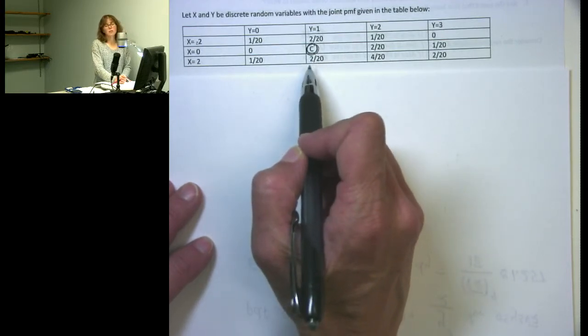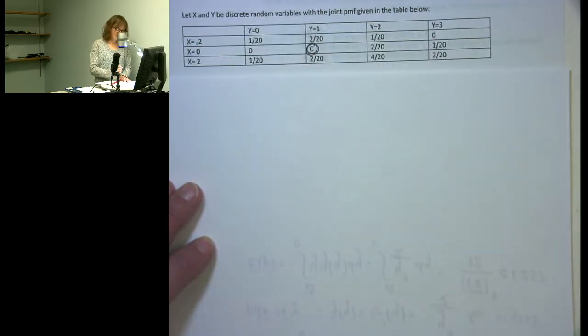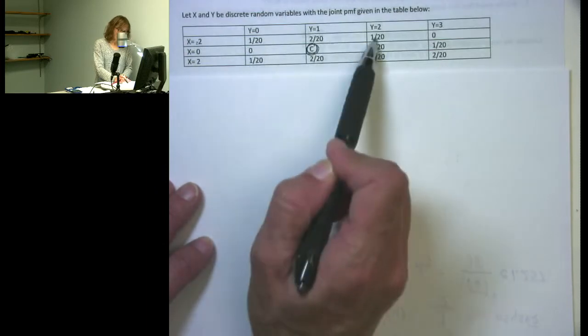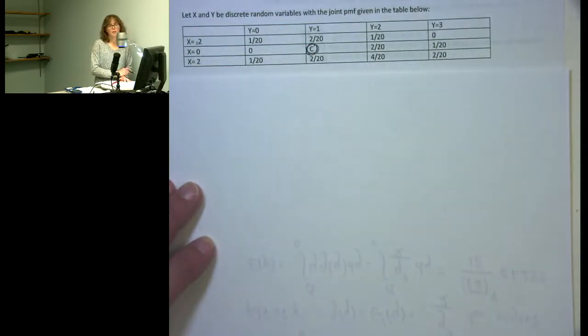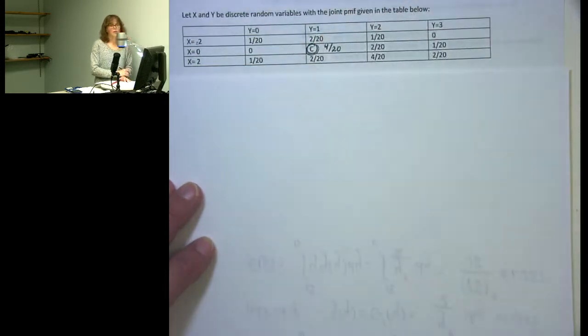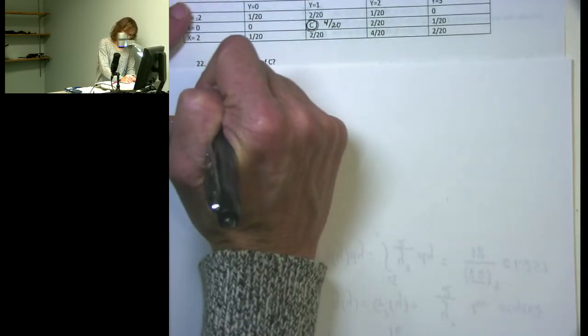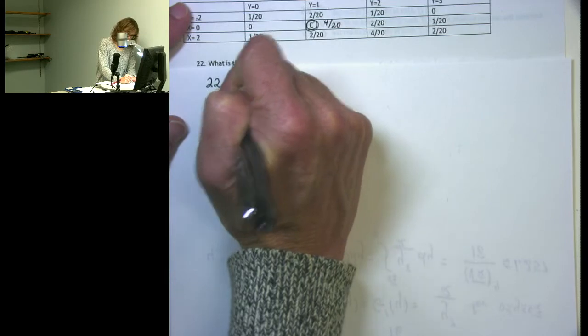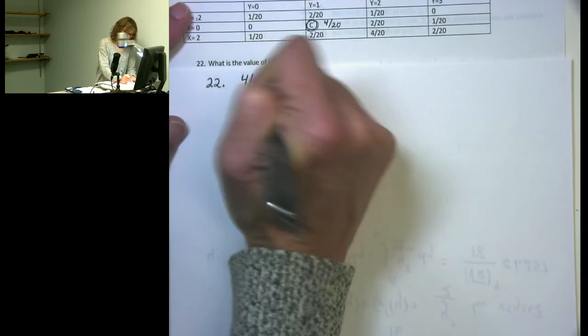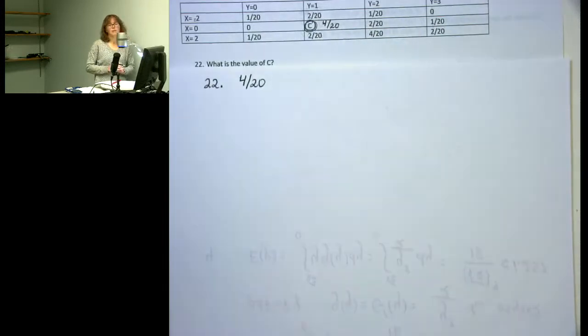Now, the way that I do that is to remember that all of the probabilities in the joint probability mass function need to add to 1. So if I add up all these probabilities, I get 16/20, which means that c has to be 4/20 in order for the probabilities to sum to 1. So c is equal to 4/20 is the first thing I need to figure out. So question 22, c is equal to 4/20, and as I said, I just added up all of these other probabilities and figured out what this must be to make them sum to 1.